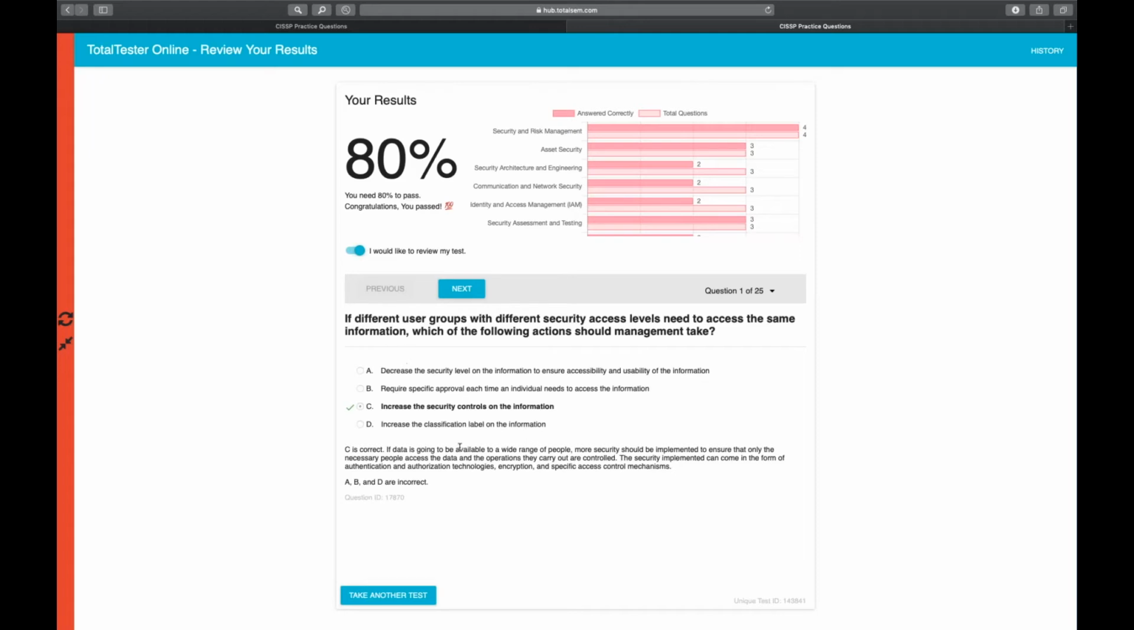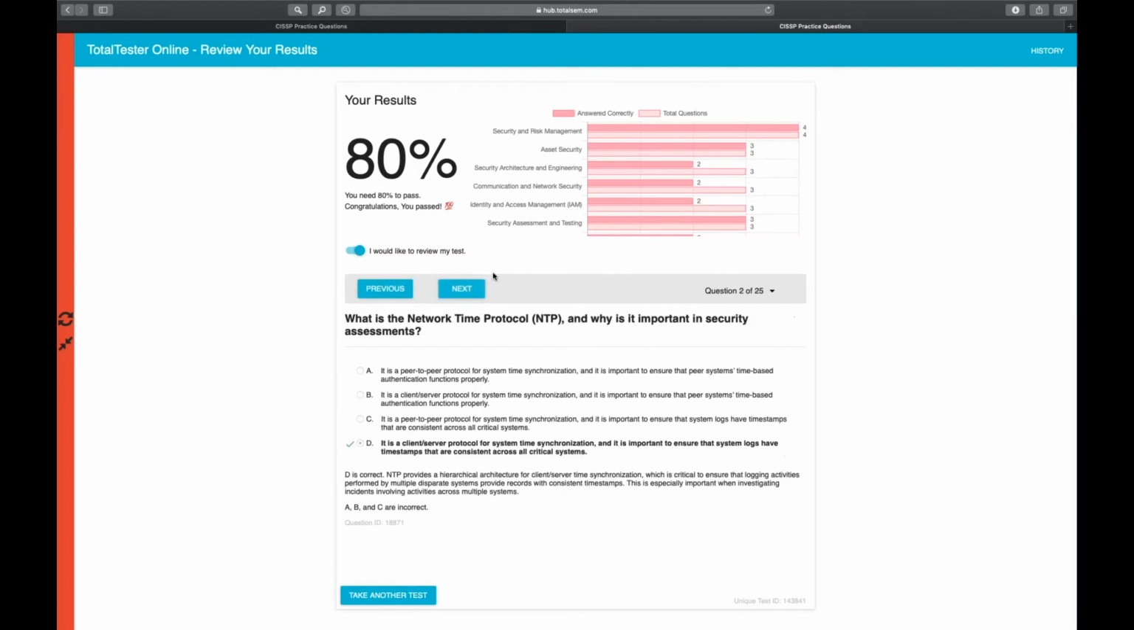All right, number one. If data is going to be available to a wide range of people, more security should be implemented to ensure that only the necessary people access the data and the operations they carry out are controlled. So increase the security controls on the information. Yes, right on that one.